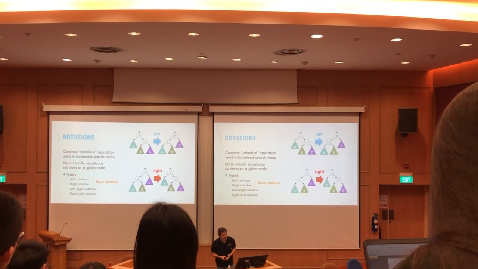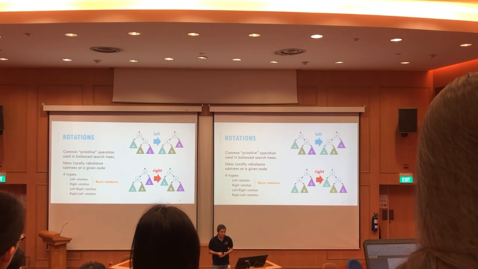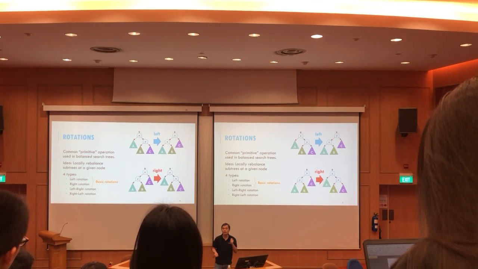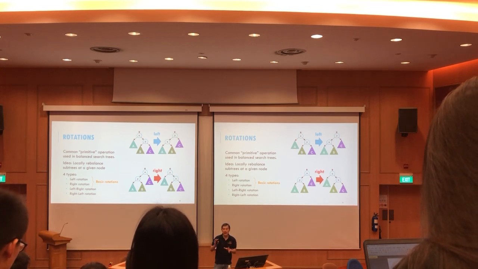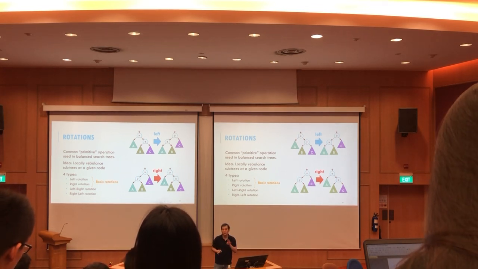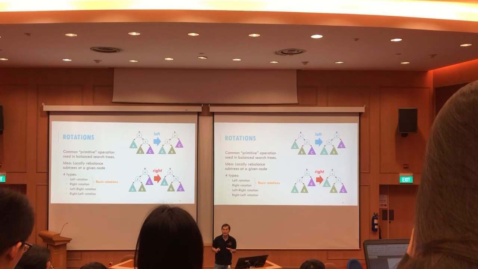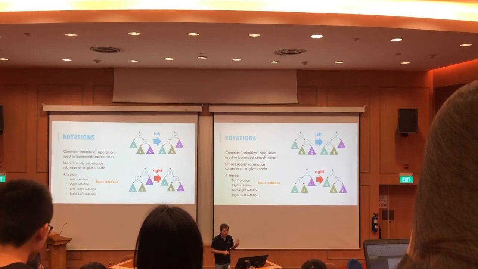The way we fix this is called rotations. Rotations are primitive operations that we use to rebalance search trees. The idea is that we want to locally rebalance the subtree for a given node, and there are 4 kinds of rotations: left rotation, right rotation, left-right rotation, and right-left rotation. We'll cover the basic rotations first, the left rotation and the right rotation.